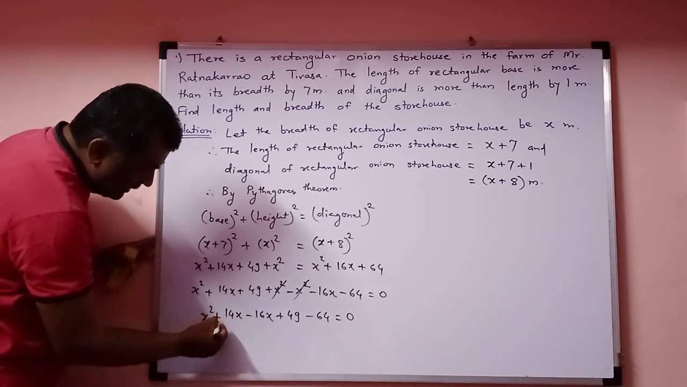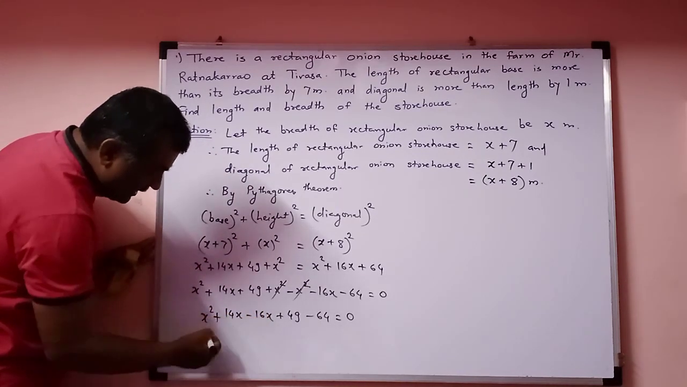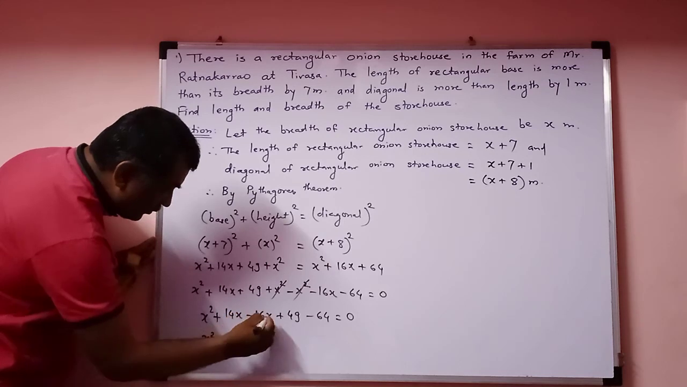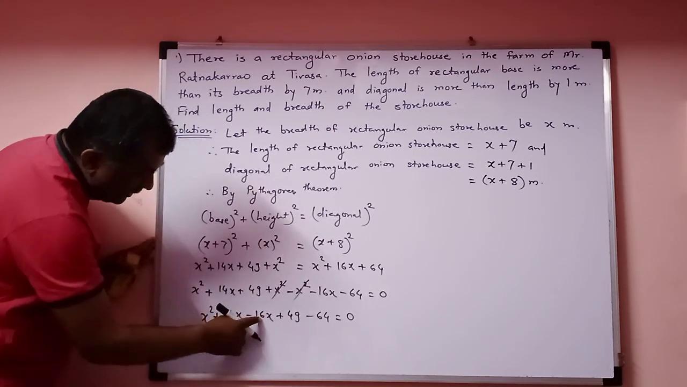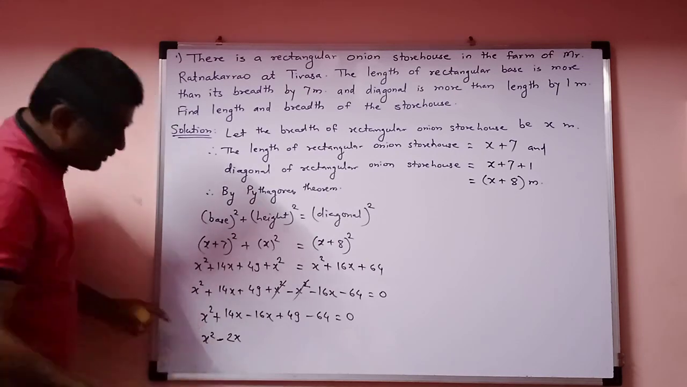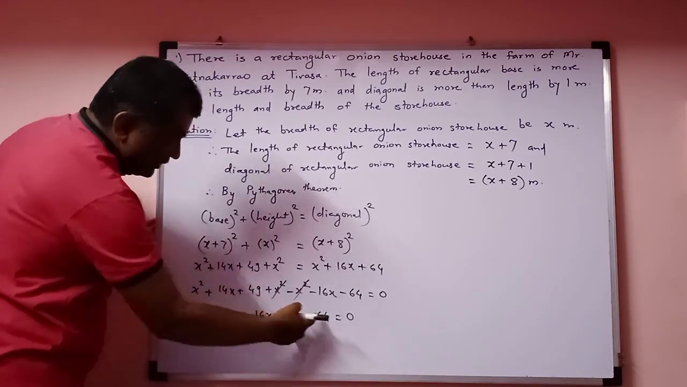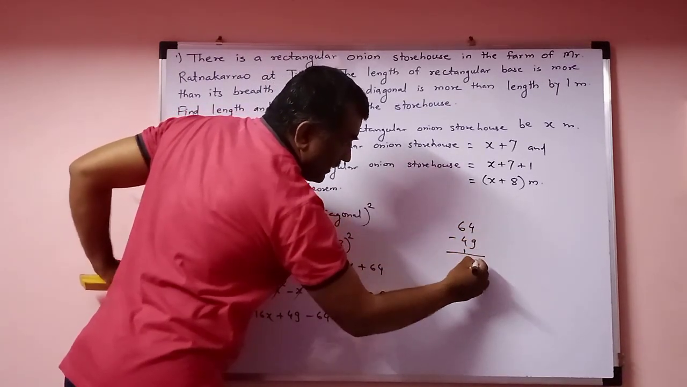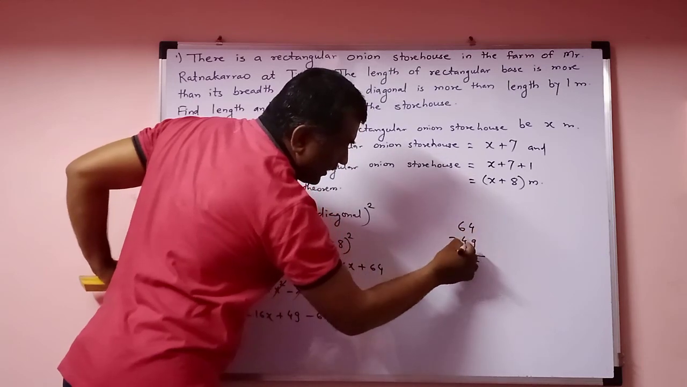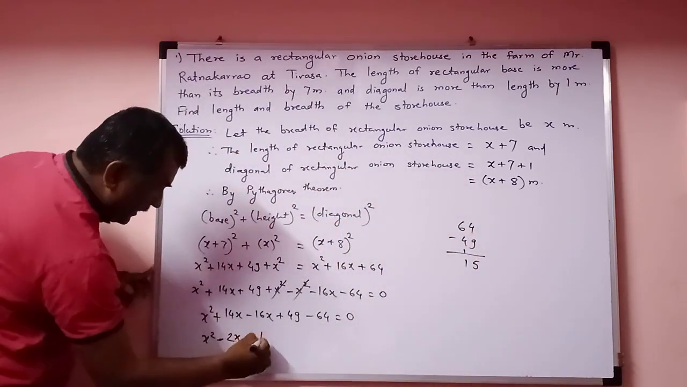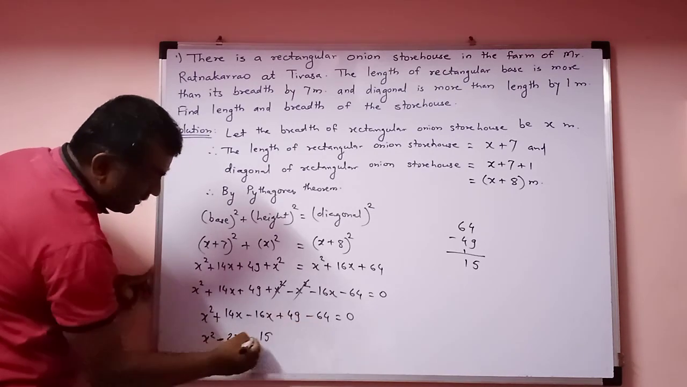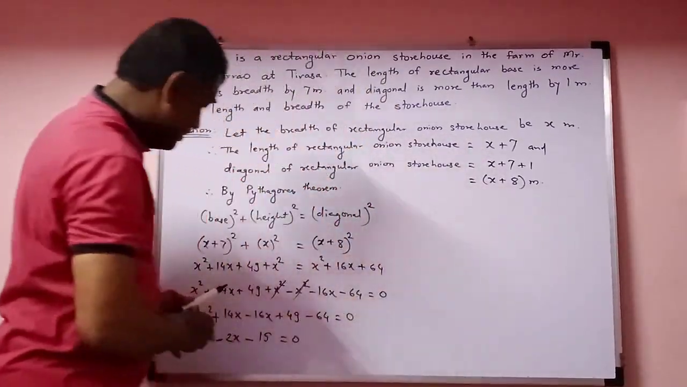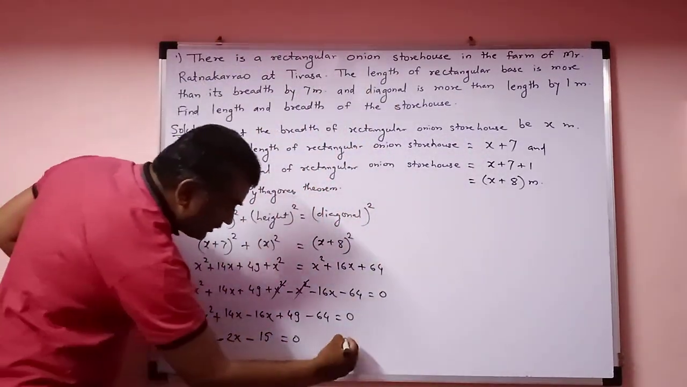Here the sign of first number is plus and sign of second number is minus. Therefore we subtract these two numbers. 16 minus 14, 2x. The sign of bigger number 16 is minus 2x. Here 64 minus 49 is 15. Sign of bigger number 64 is minus is equal to 0. Minus 15.